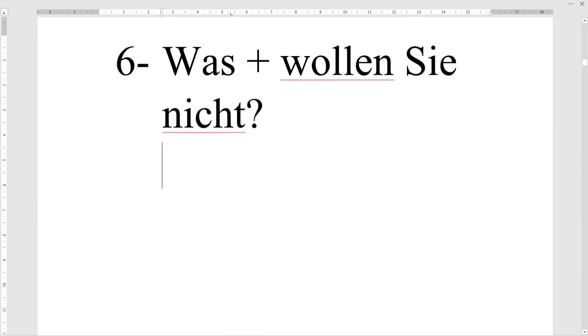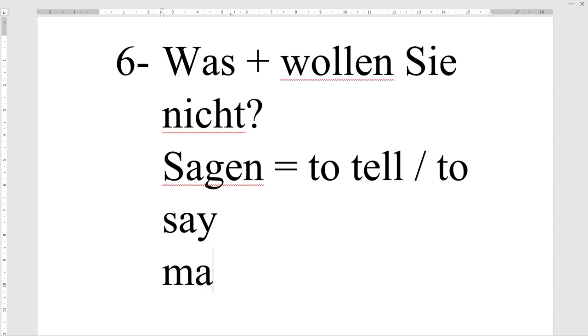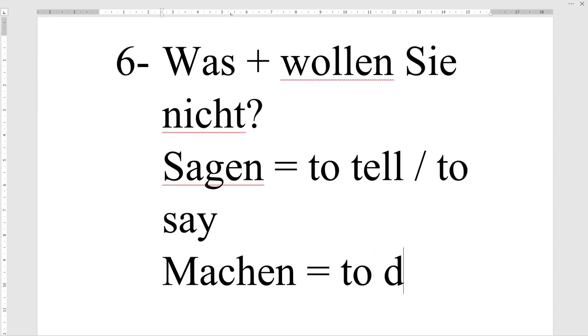Now, I'm going to write the verbs here. The next verb is sagen. Sagen means to say, saying, or to tell. Now I'm going to write the English version. Sagen means to tell or even to say. You understand the difference between to tell and to say, and I'm not going to delve into that. Here, again, the German keyboard, sorry, guys. The next verb is machen, which I mentioned before. Machen basically means to do or even to make.